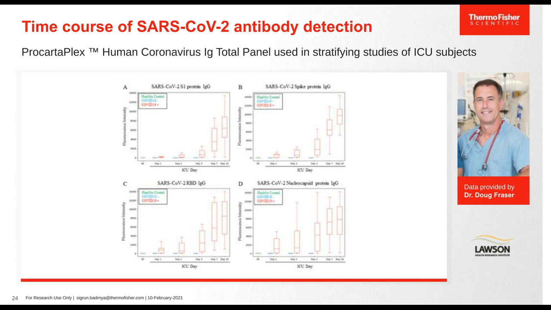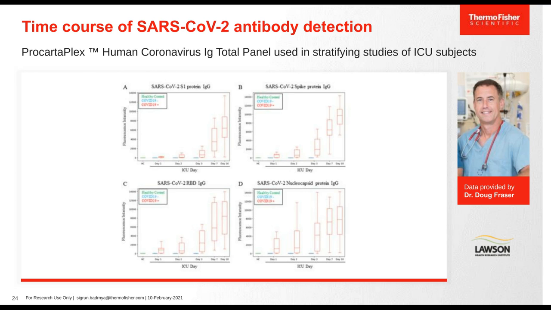The human coronavirus IG Total ProcartaPlex panel was evaluated by Dr. Doug Fraser at the Western University and Lawson Health Research Institute in stratifying studies of intensive care unit subjects with SARS-CoV-2 antibodies. 14 healthy controls, 14 SARS-CoV-2 infected ICU subjects, and 14 non-SARS-CoV-2 infected ICU subjects were included, and blood plasma samples profiled at different time points.